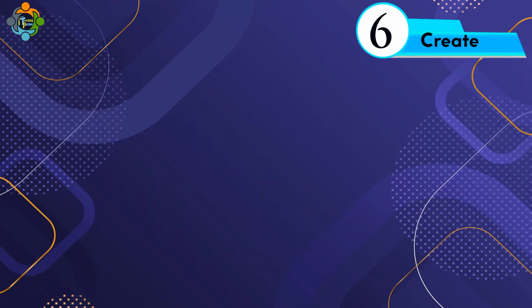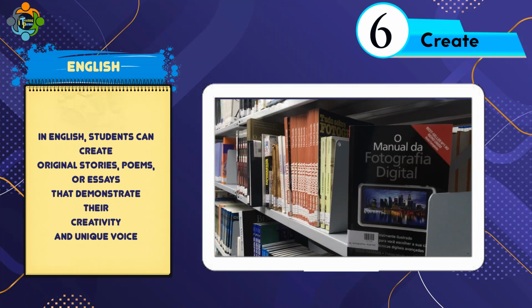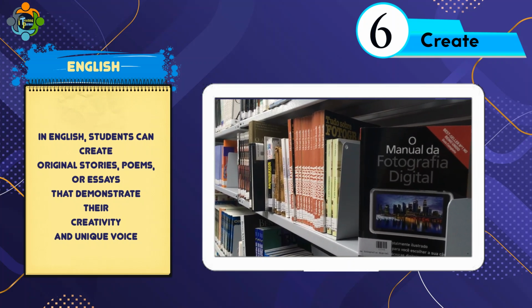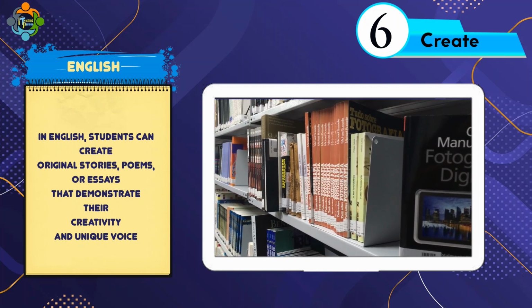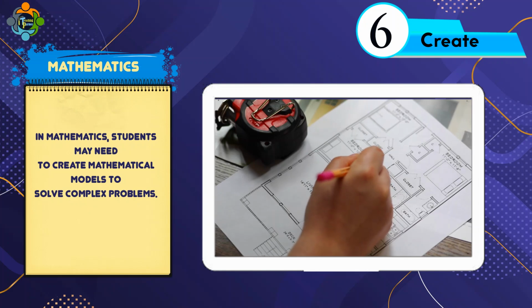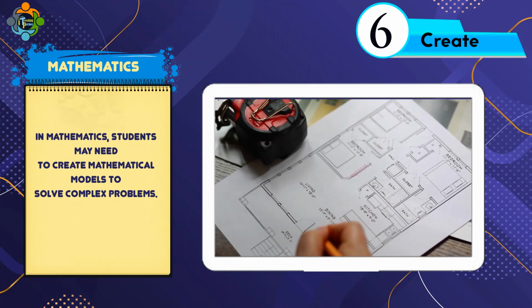The final level of Bloom's taxonomy is create, where students are required to produce original work or ideas. In English, students can create original stories, poems, or essays that demonstrate their creativity and unique voice. In mathematics, students may need to create mathematical models to solve complex problems.